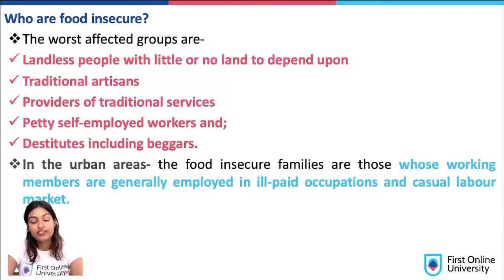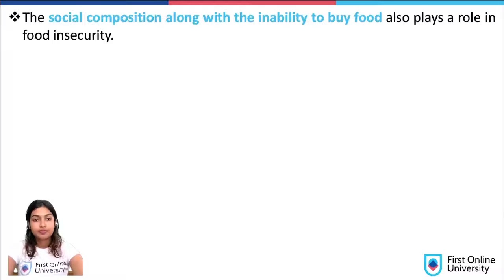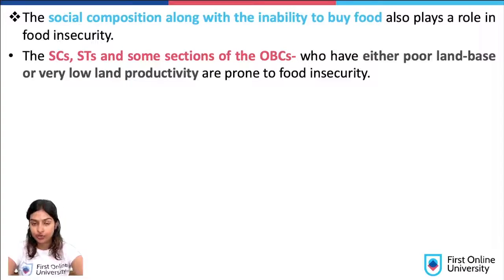So you also have this kind of situation in the urban areas. The food insecure families in the urban areas are those whose working members are generally employed in ill-paid occupations and the casual labor market. The social composition, along with the inability to buy food, also plays an important role in food insecurity.